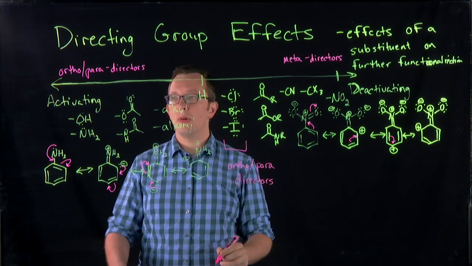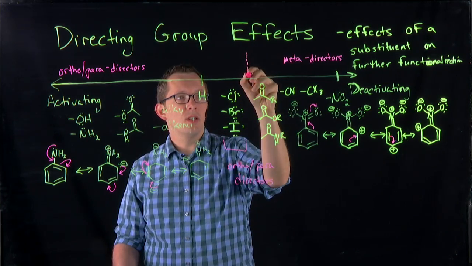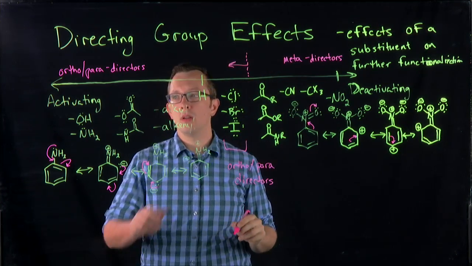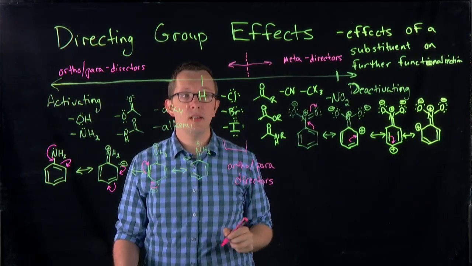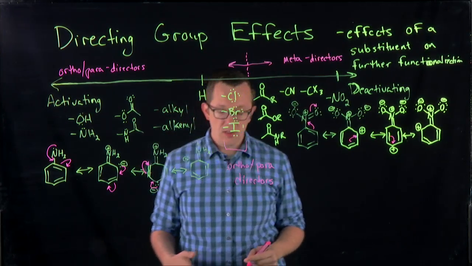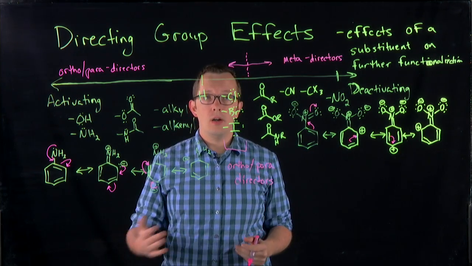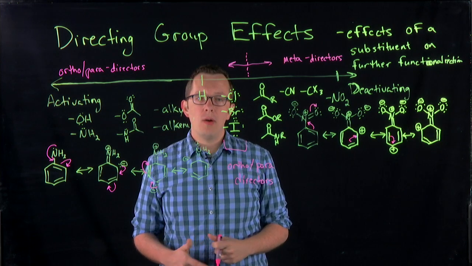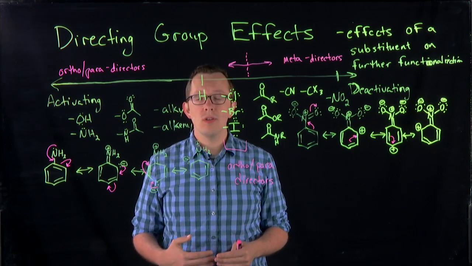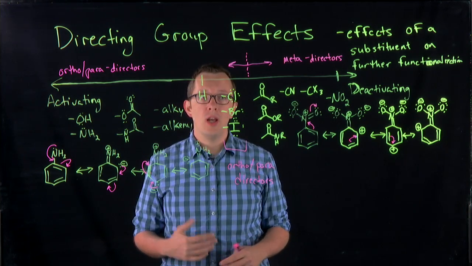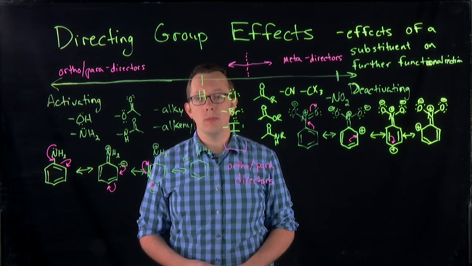All right, so if we're going to have an equivalent scale on the top here, this is sort of where it gets cut off, where everything on this side is an ortho-para director, everything on this side is a meta director. And so we can use these to predict where in the molecule further functionalization will go. And when we start talking about synthesis problems, we're going to have to take into account whether or not we have an ortho-para or a meta director and use that to guide our synthesis and decide which functional group to add to our benzene ring first.